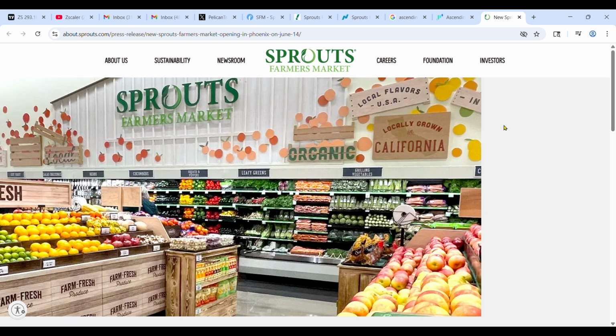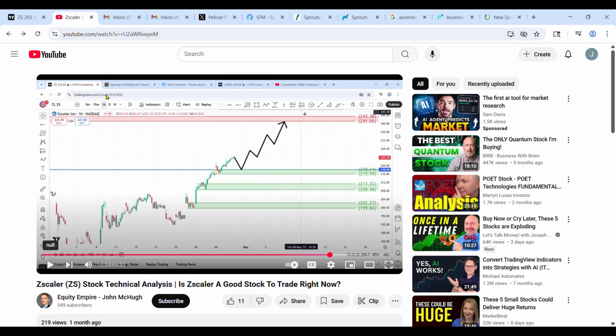But before we do that, we're going to take a look at a trade setup that I posted on YouTube about 5 weeks ago. And that trade setup was this. The trade setup was Zscaler, cybersecurity company, symbol ZS. And the game plan was to wait for a pullback into the 218 price range to bounce off that level before heading considerably higher. And that's exactly what Zscaler did.